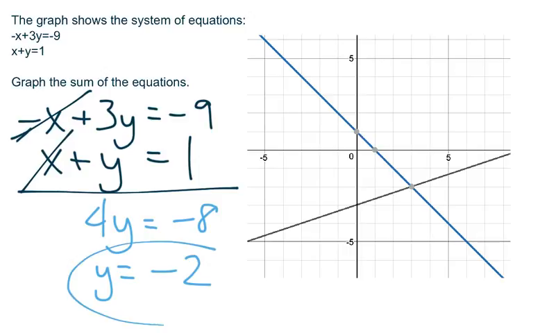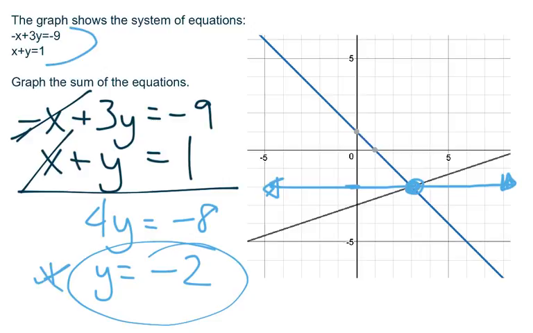Now I want to graph this equation, y equals negative 2. Here is negative 2 on the y-axis, and my graph of y equals negative 2 is just going to be a straight line going through negative 2 on the y-axis. Note one more time that this third equation has the same solution point as the first two, as the solution to the first two equations.